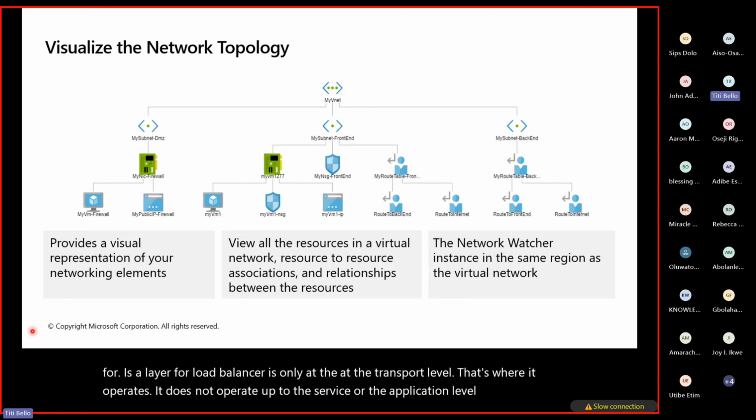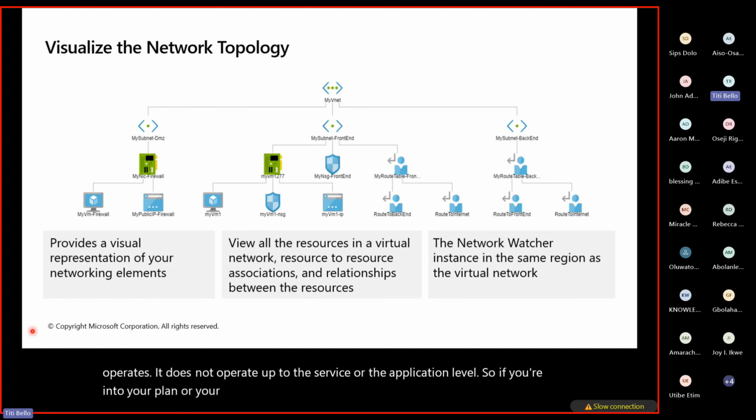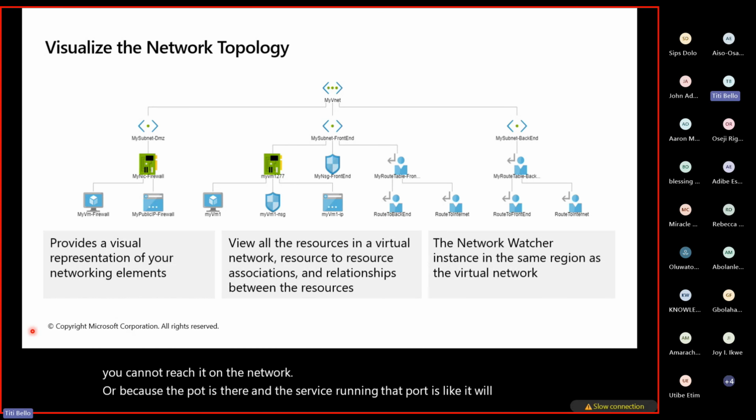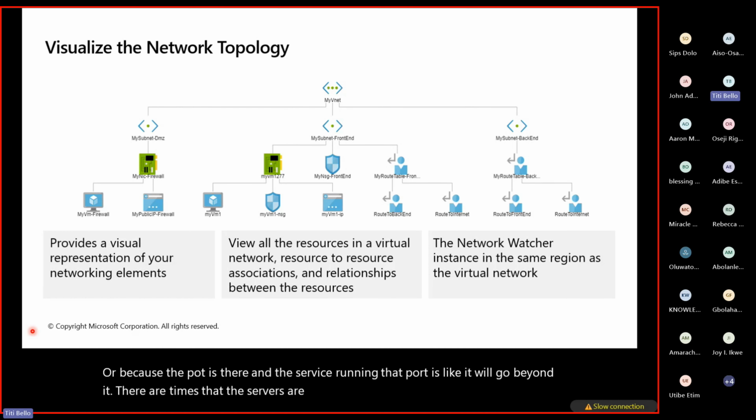So if your need is to ensure that it doesn't just tell you the server is down because you could not reach it on the network, or because the service running on that port is down, it will go beyond it. There are times that the servers are up and healthy, but the service itself, maybe because the server needed a restart, has stopped working until you restart the server, but the server is actually up. So in this case, you will be looking at an application level load balancer that will help you go beyond just the transport service, beyond just the network service, and go up to the application service aspect of it.